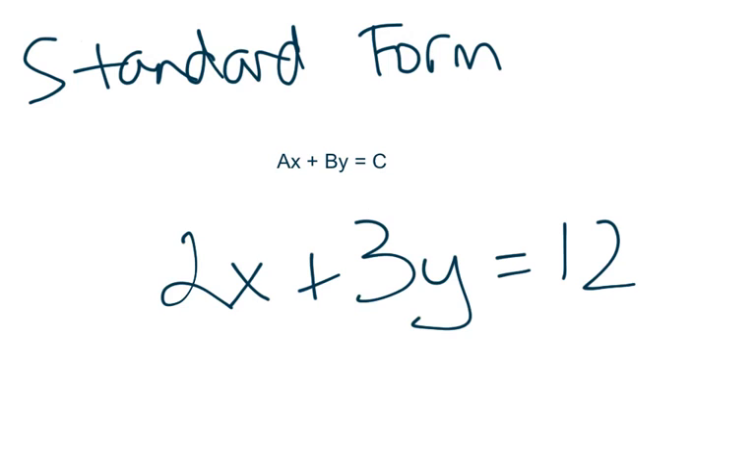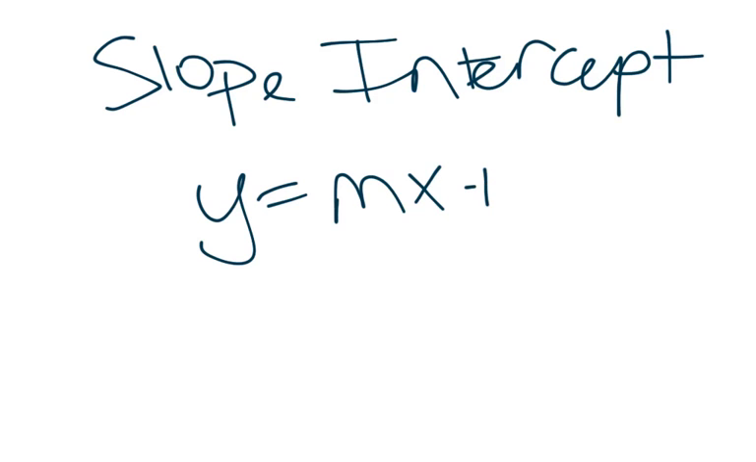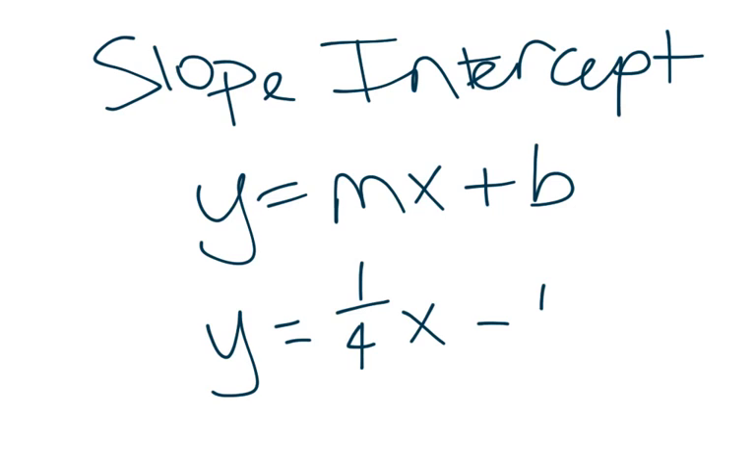Let's review slope-intercept form. Slope-intercept form would be y equals mx plus b, and an example of it could be y equals 1/4 x minus 5. And you could graph it using that, which we already know because we just learned that.